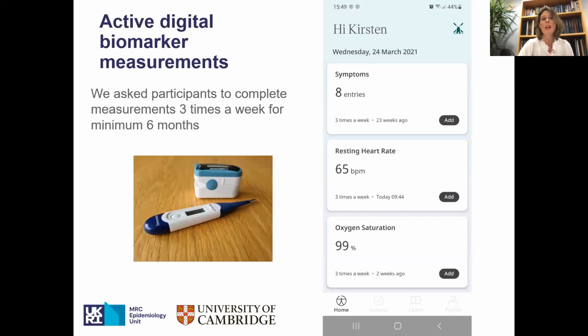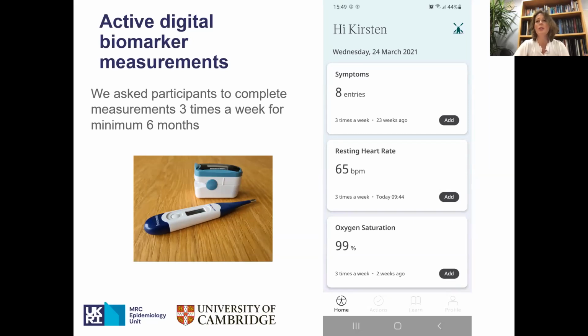So going on to the biomarker measurements, which is really what we're going to focus on in terms of engagement and how they engage with those, we sent everyone a thermometer and a pulse oximeter to take measurements themselves of their temperature and oxygen saturation, which they entered into the app. So that's quite important to note.